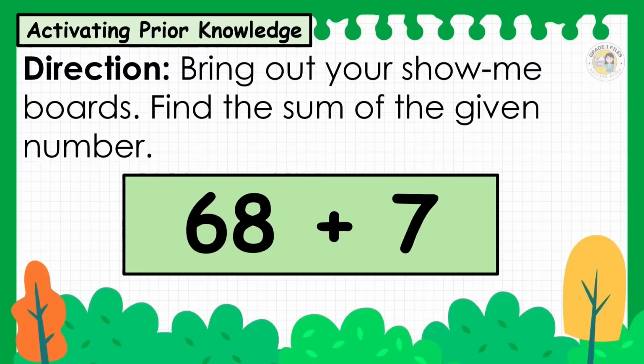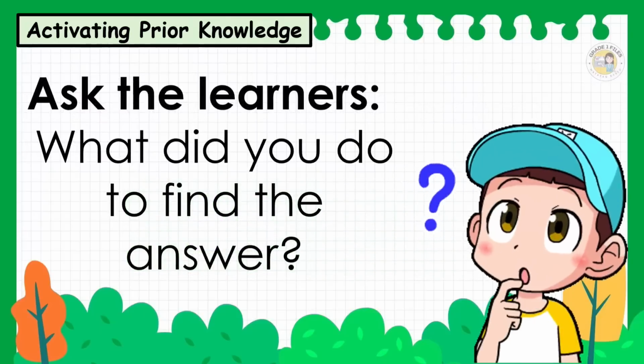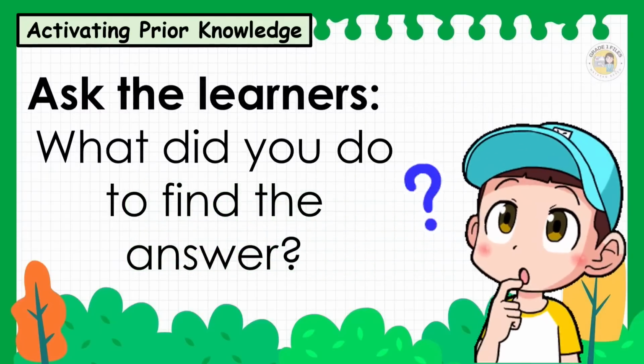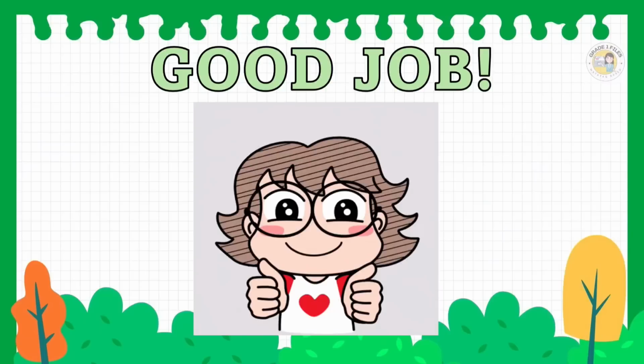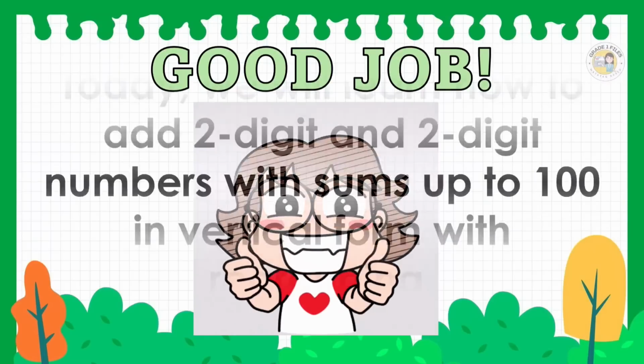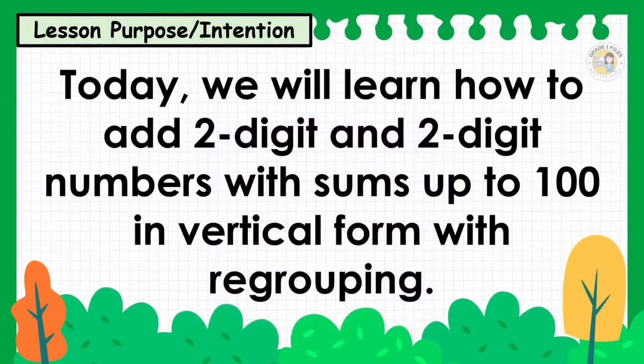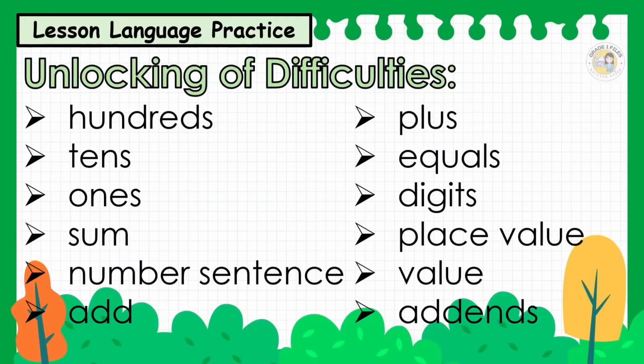Bring out your show me boards. Find the sum of the given number. Students, what did you do to find the answer? Today, we will learn how to add 2-digit and 2-digit numbers with sums up to 100 in vertical form with regrouping. Here are some words that we could tackle during our lesson for today.